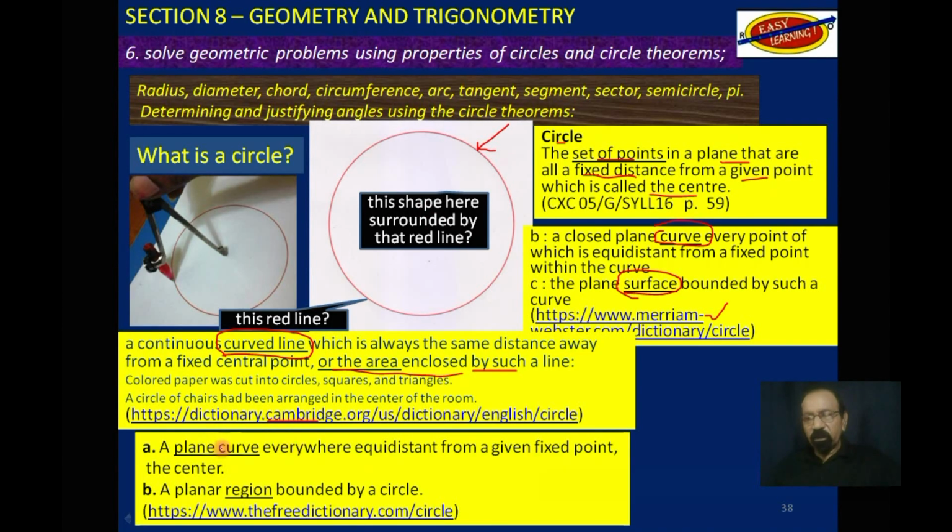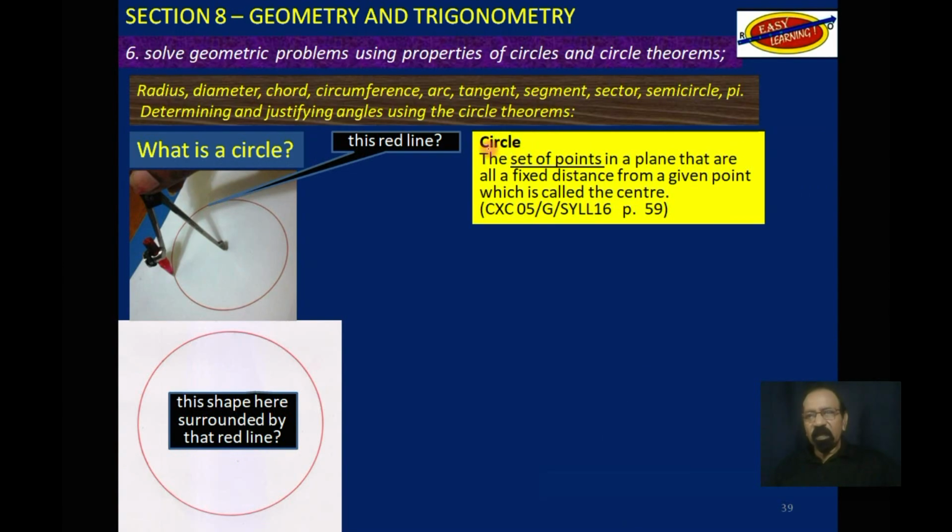And this last dictionary down here says A, it is a plane curve, so it is saying it is a red line. And then B, it is a planar region bounded by a circle. So here it is saying it is a red line, and now it is saying it is a region within the red line. So your syllabus says it is the red line. It is a set of points in a plane.